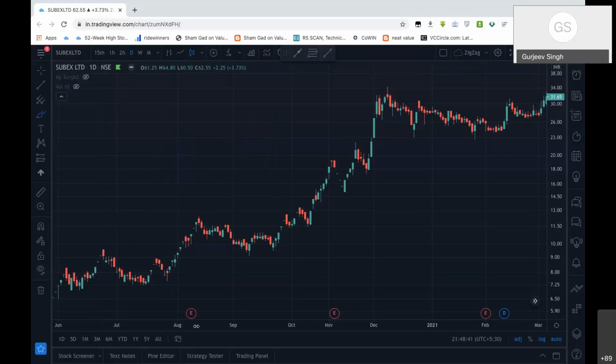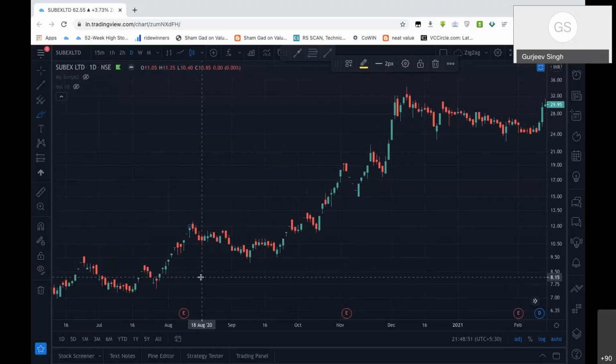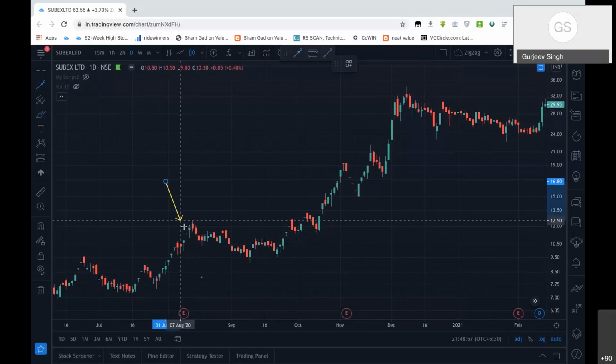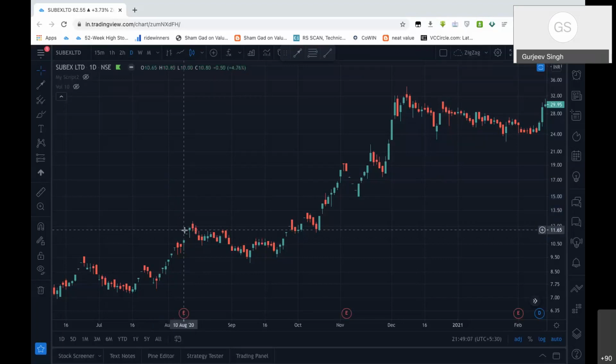let's focus over here. I am starting my calculation from this red bar. You can see this red bar. See, this day there was a circuit in SUBEX, this bar. So there is no price action. If you can see, the high, low, close and open price were the same. It was a circuit opening day. But this is not an inside bar.